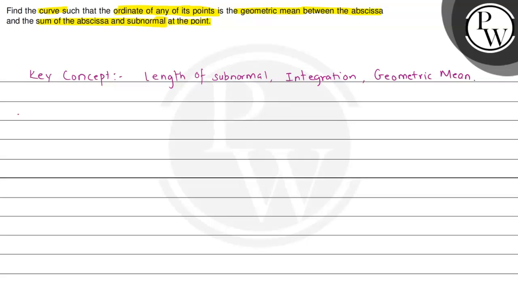So the length of subnormal at any point on the curve y equal to f(x), let's say this is one curve, at point (x1, y1) corresponds to the value of modulus of y1 times f dash of x1. So this is the length of our subnormal.